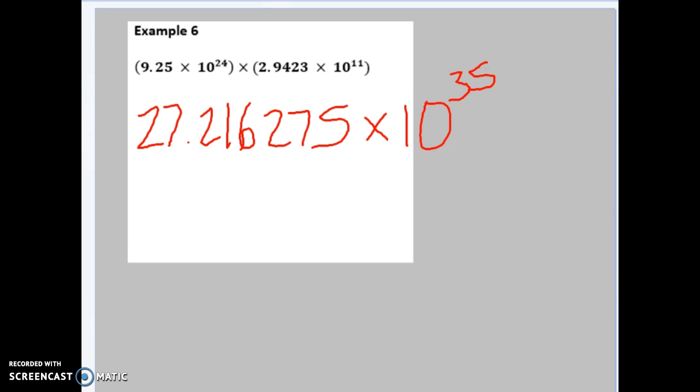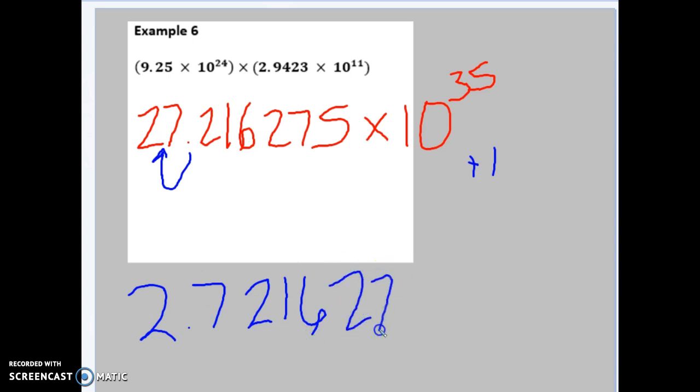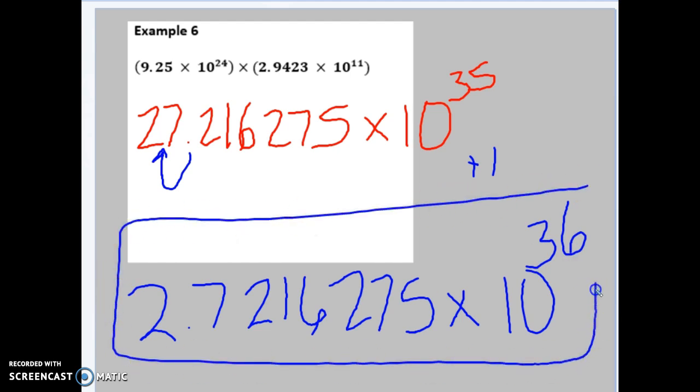And if this is all you did, ask yourself, is this problem in scientific notation? What's wrong with this right now? Well, you might notice that I need to move my decimal one spot to the left. If I move my decimal 1 to the left, I need to add 1 to my exponent. So make sure you follow that last step and you end up with a problem that is written in scientific notation instead of something that's not. So 35 plus 1 gives me an exponent of 36. So this is the correct final answer. Make sure that that's what you have.